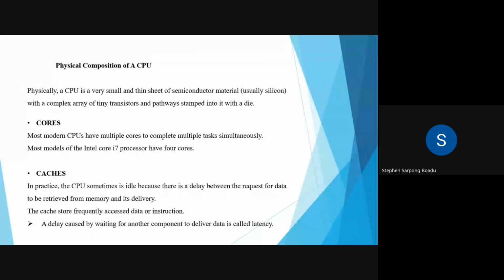Right. So in practice, the CPU sometimes is idle because there is a delay between the request for data to be retrieved from memory and its delivery. The cache stores frequently accessed data or instructions. So what the cache does is that if the CPU accesses a certain instruction frequently, the core tries to save that instruction in memory so that next time you need it, it wouldn't have to go through all the process to get to that instruction.